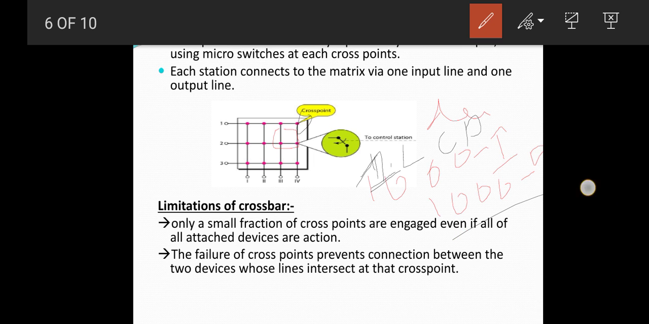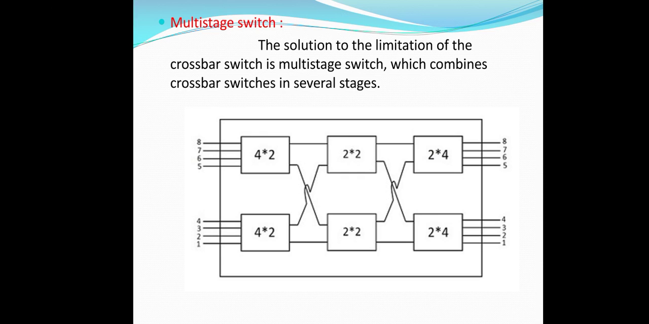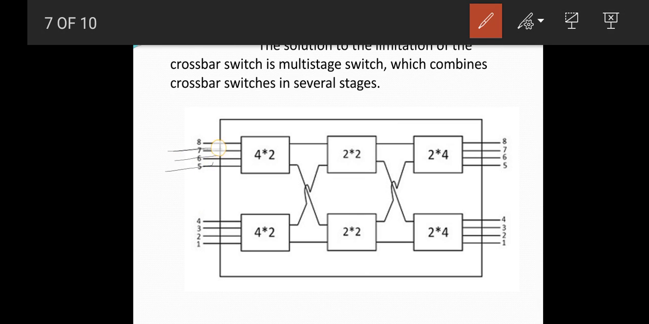Then, in multi-stage switches, what are the steps involved? The N input lines are divided into groups of n lines. For every group, one crossbar of size n into k is used in the first stage, where k is the number of cross points.